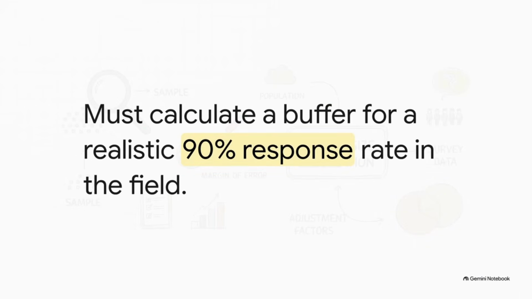Finally, we reach step 3, expected non-response. Okay, so we know we need 578 completed interviews in our hands. But out there in the real world, you cannot simply target exactly 578 people and expect every single one of them to be home, willing to talk, and providing perfect data. That assumes a 100% response rate, which is a total fantasy. We absolutely must calculate a buffer. For our scenario, let's assume a very realistic 90% response rate.